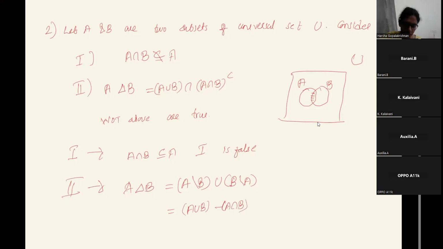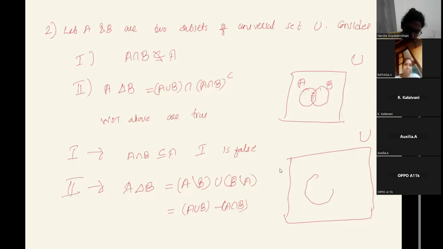See, these two statements are equivalent. The symmetric difference of A and B can be either A difference B union B difference A, or it is the same as A union B minus A intersection B. Let us see using the Venn diagram. So this is the universal set. A and B are two sets.